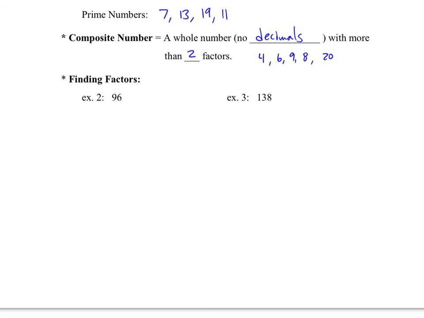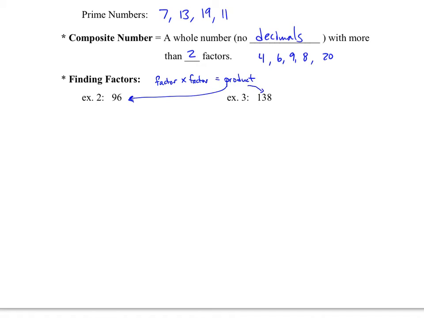Finding some factors. Do you remember what a factor is first? It's like finding a number that works with both. So we have a factor times a factor equals a product. A number times another number equals a product. That product is the number we're starting with. So 96 here would be our product, or 138 is a product.